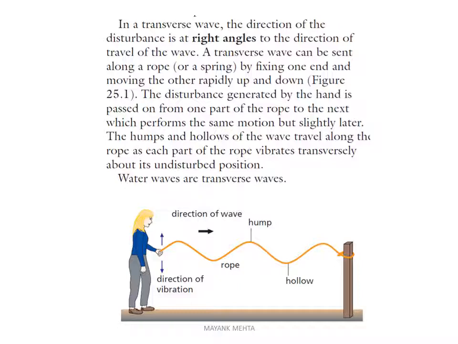So a transverse wave can be sent along a rope by fixing one end and moving the other end rapidly up and down. So the disturbance generated by the hand is passed on from one part of the rope to the next part. So the humps and hollows of the wave travel along the rope as each part of the rope vibrates transversely.